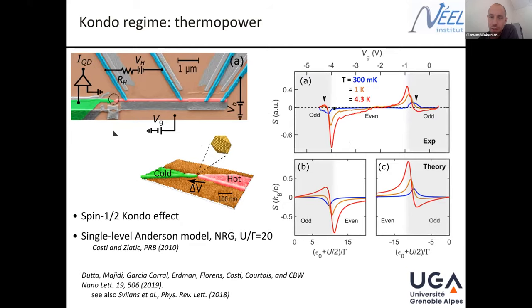Of course, the signal is decreasing overall when we decrease the temperature. But importantly, when we look into the oddly occupied diamonds, for example here, when we are increasing temperature, we're starting from a positive S and going to a negative one. And this is exactly what is expected from theory. Here the theory is, again, NRG made by Theo Costi. So in conclusion from this part, we really probe the Kondo resonance from a thermoelectric point of view. We see this little slope because the Kondo peak is not exactly at the Fermi level, and it gives the right dependence with respect to theory.